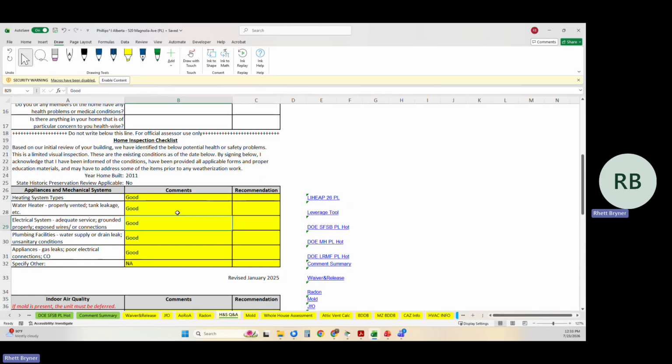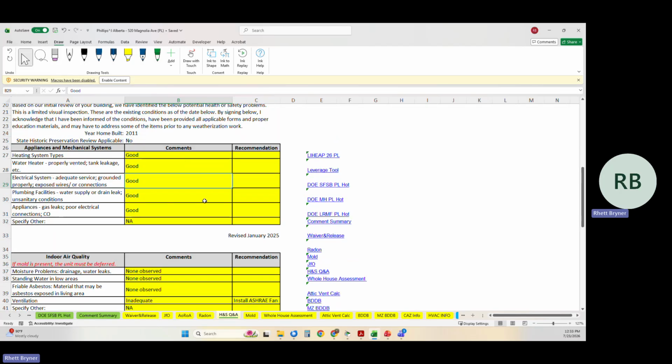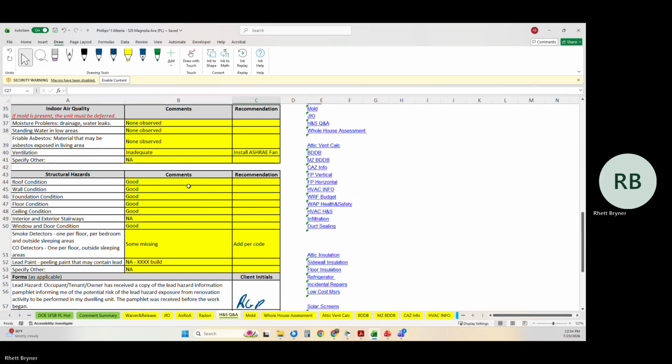I typically have basic information, just everything good, basically no problems. And then I adjust as necessary if there's anything that I observe in the house that needs to be corrected. So if your furnace was broken, you would say furnace inoperable, recommend, and then your recommendation would be like evaluation for repair or replacement. Same thing if you had any kind of moisture problems, plumbing leaks, anything like that, you would list it there.